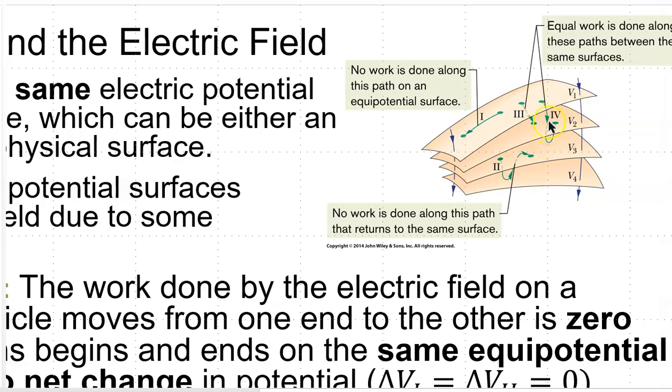This one also goes between V1 and V2. So that means the work for 3 is equal to the work for 4. So the work for 1 and work for 2 are both 0. Work for 3 is equal to the work for 4.